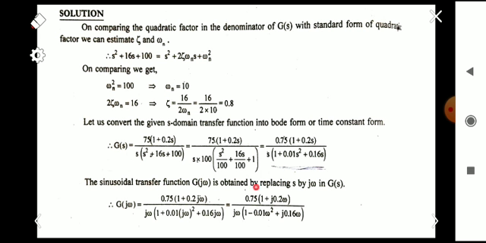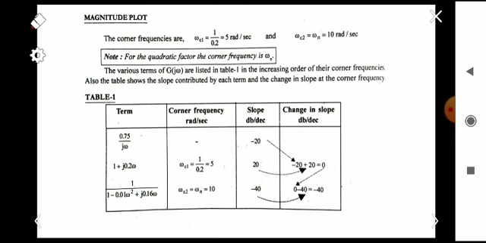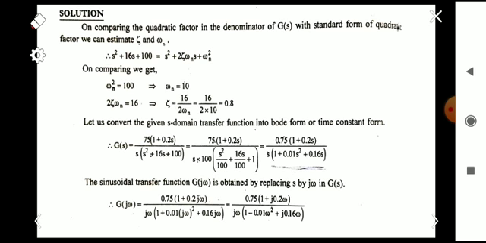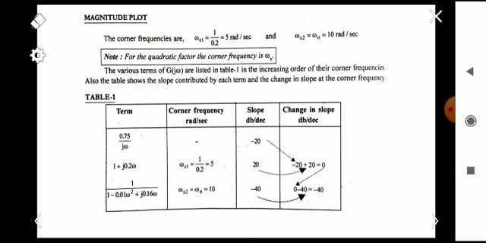So we know that for the term 0.75 by j omega there will not be any corner frequency, so we will write that first, 0.75 by j omega, and the second term is 1 plus j 0.2 omega, and another one is 1 by 1 minus 0.01 omega square plus j 0.16 omega. So don't forget to write the third term as 1 by 1 minus 0.01 omega square plus j 0.16 omega. Okay, the 1 by is there because it is in the denominator part.